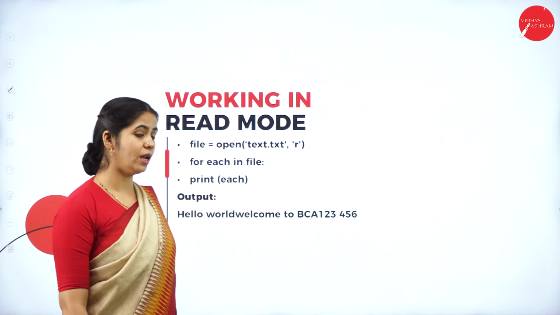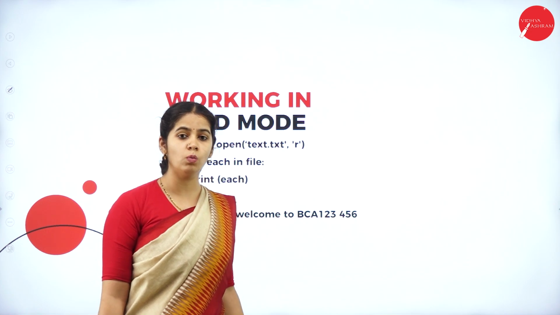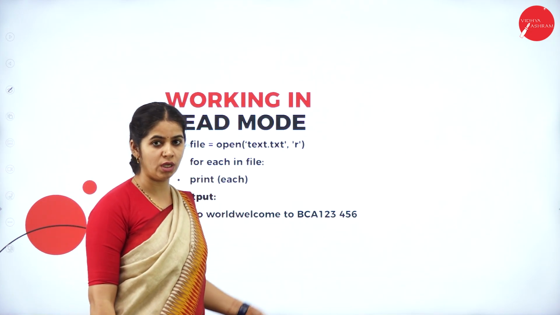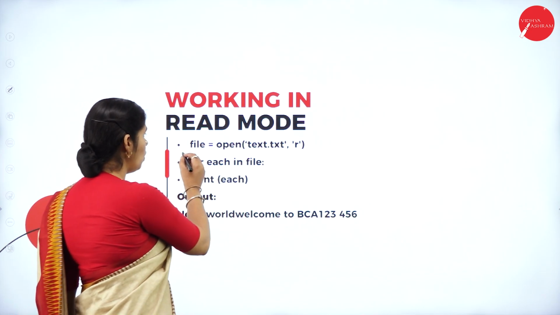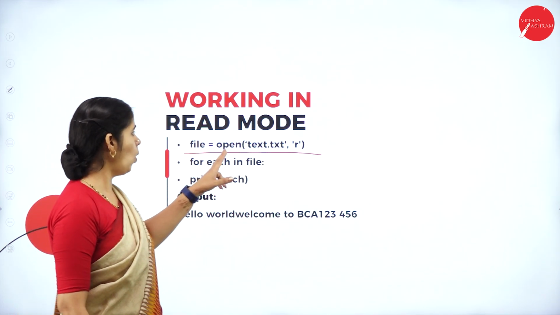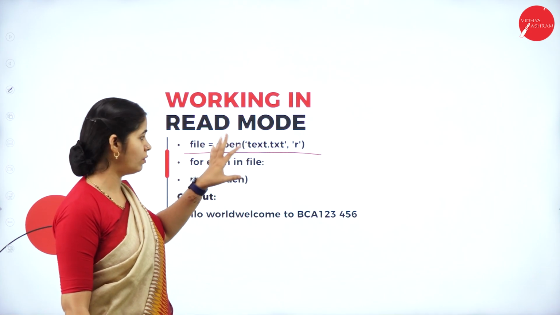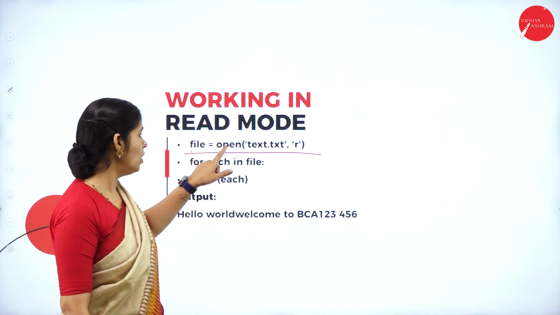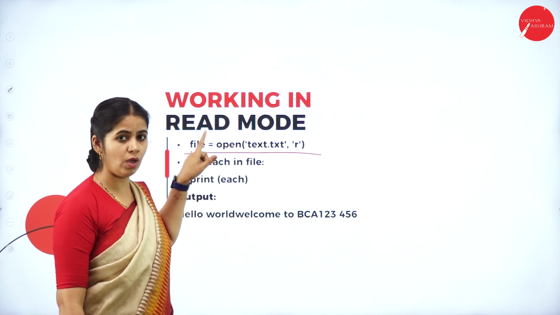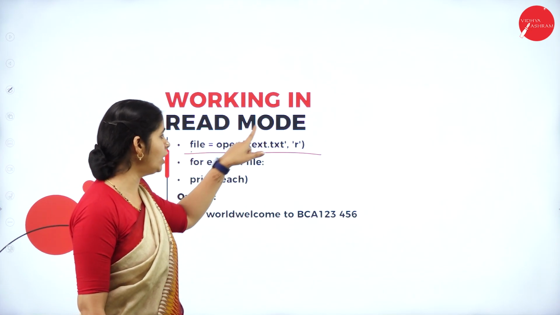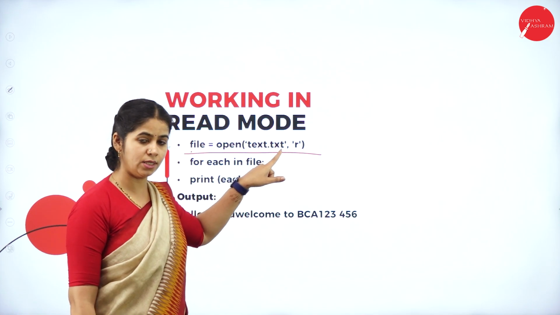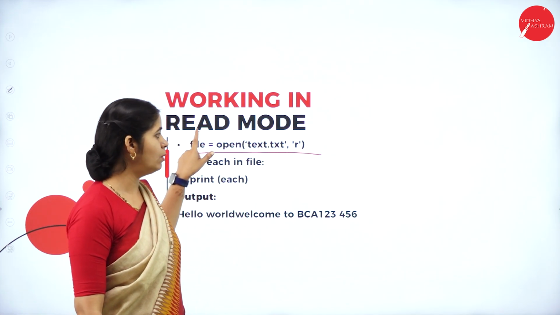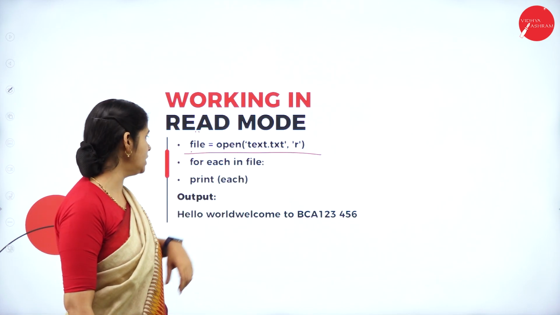Now, working in read mode, there are different examples of how we can open the file using read mode. First we will go with file open. This is the syntax we had. File is the file object. What operation are we doing? We are doing the open operation on the text.txt file. Which access mode are we giving? We are giving the read mode, so it is R.